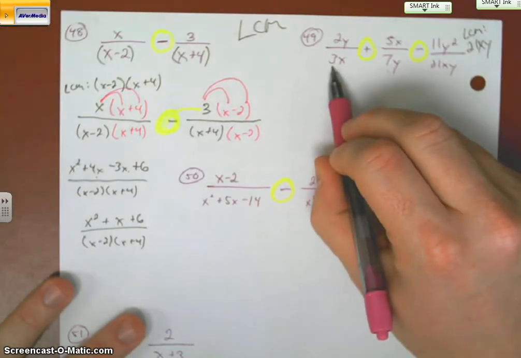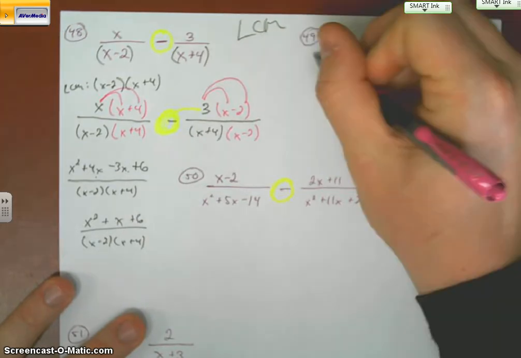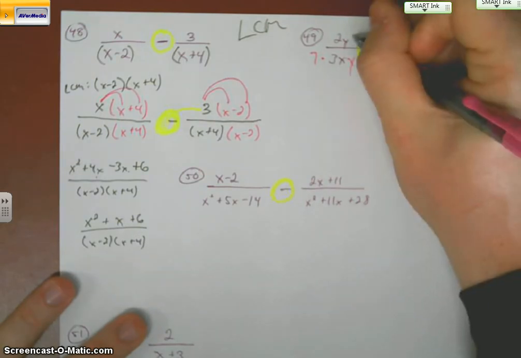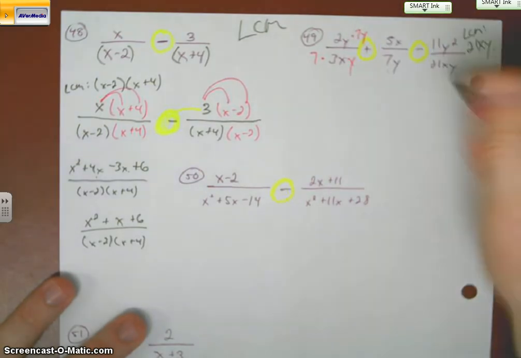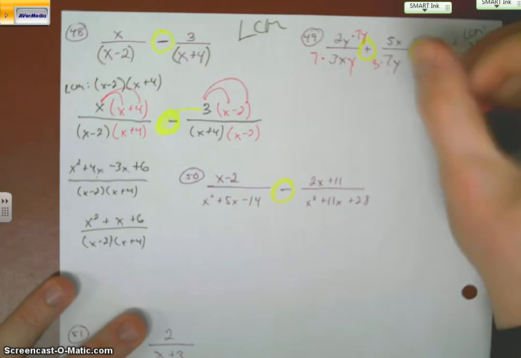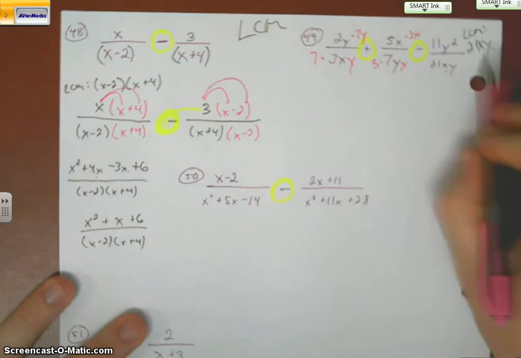This needs to be a 21. What do I need to multiply that by? A 7 to get 21. It is also missing the y. This needs to be 21. I need to multiply it by 3. It's missing the x. This already matches, so we're done.